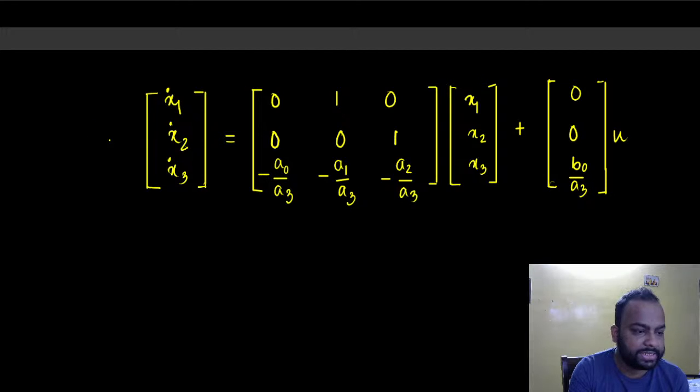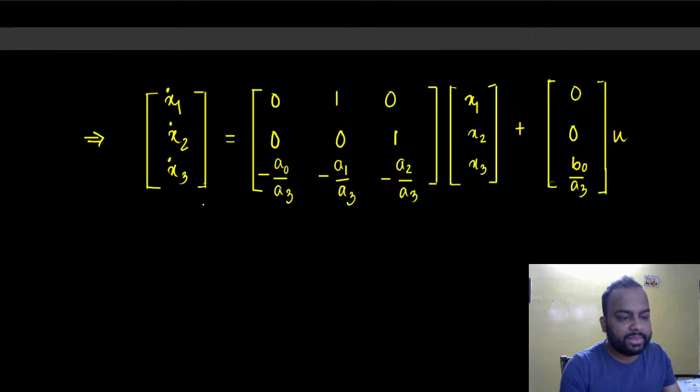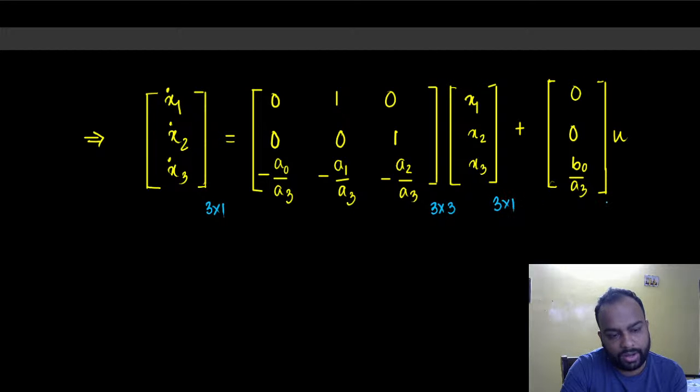So now this is a matrix, or rather a vector. What is the order of this vector or matrix? This has 3 rows and 1 column, so this is a 3 by 1 vector. This matrix is a 3 by 3 matrix. This is again a 3 by 1, and this is again a 3 by 1. This u is a scalar quantity, so it is 1 by 1. These are the dimensions: number of rows times number of columns.